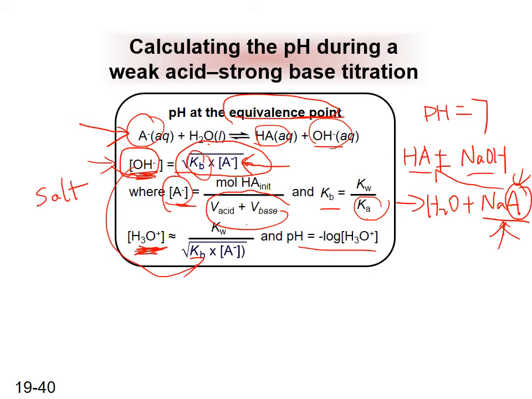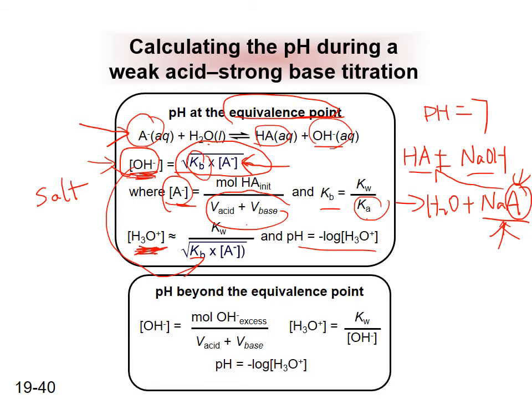Okay, so after the equivalence point, you have an extra amount of hydroxide. First you calculate the concentration. Again, you need the number of moles of hydroxide in excess divided by the total volume, which gives you the concentration. With the excess hydroxide concentration, you can calculate the hydrogen ion concentration, which is Kw divided by hydroxide. Then you can calculate the pH.